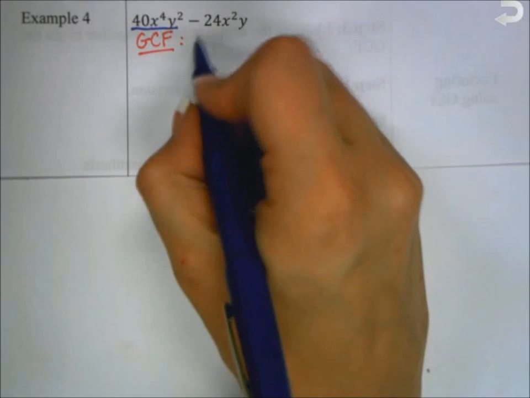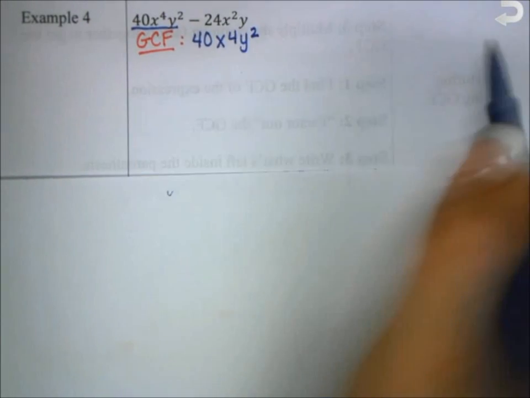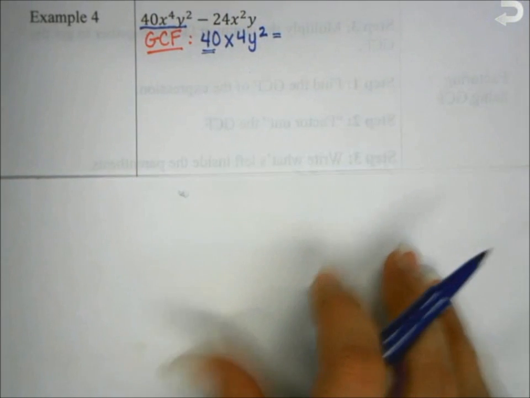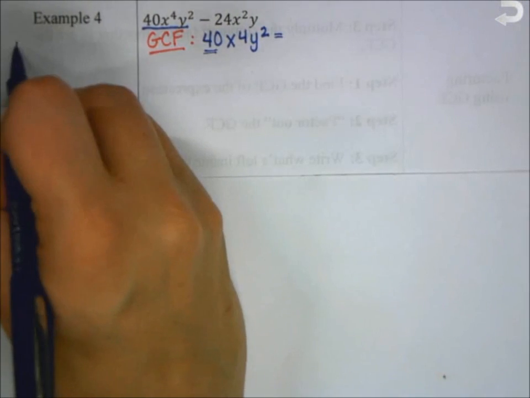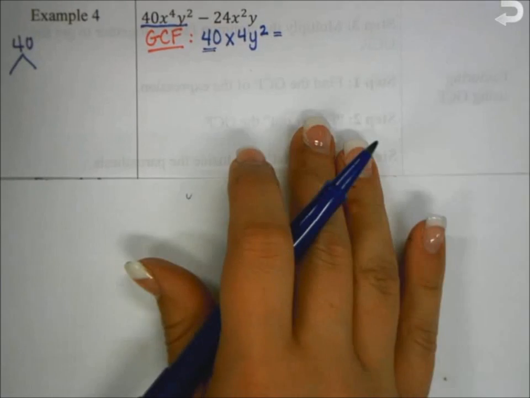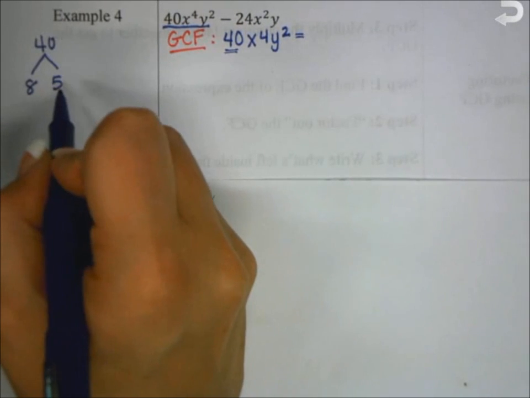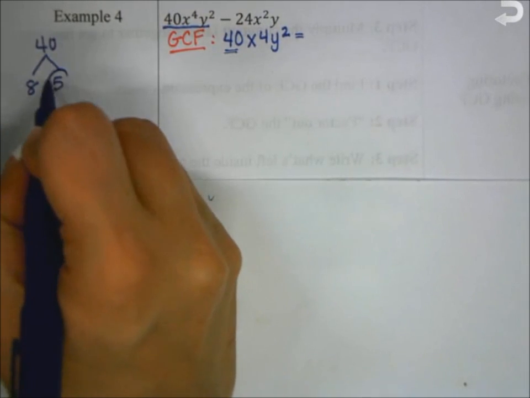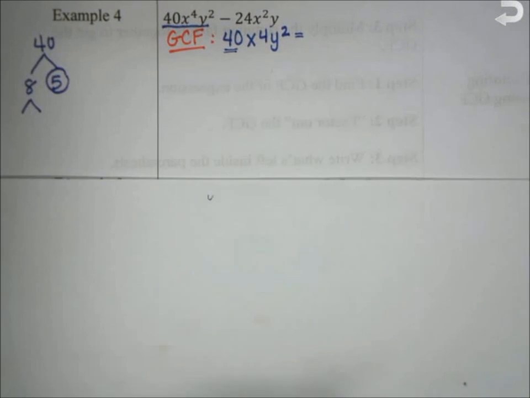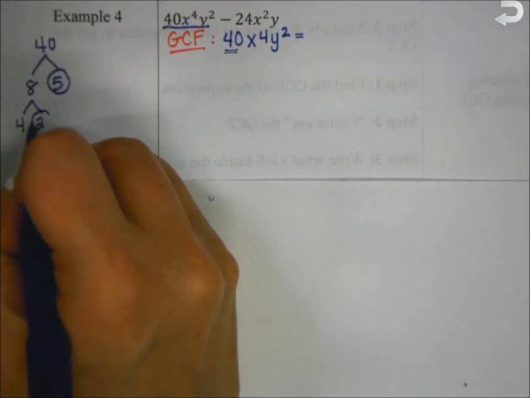So the first thing we have to do is find the prime factorization of 40. So we're going to use a factor tree here. What are two factors of 40? 8 times 5. Now, is 5 a prime number? Yeah, 5 is a prime number. Is 8 a prime number? No. 8 can break down even more. What does that break down to? Good. 4 and 2. 2 is a prime number, but is 4? No. 4 breaks down to 2 times 2.